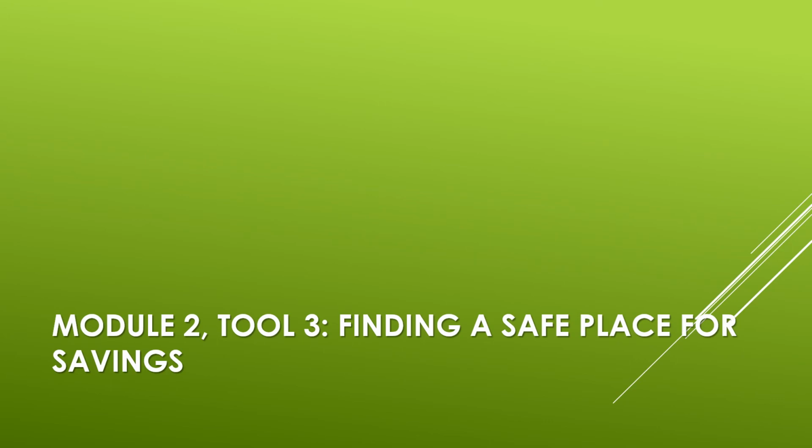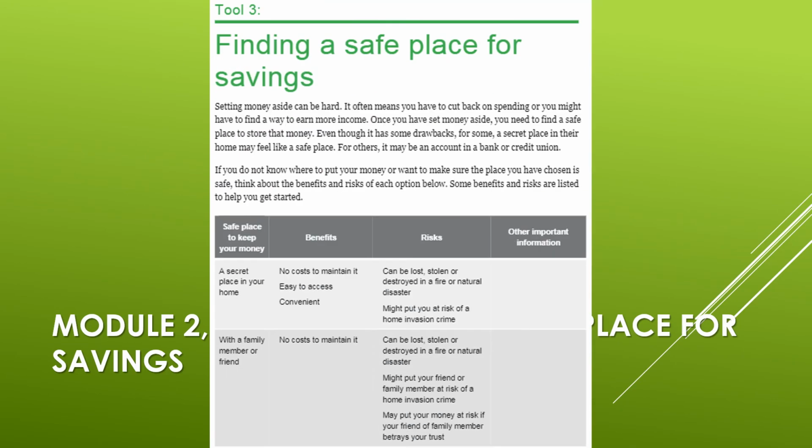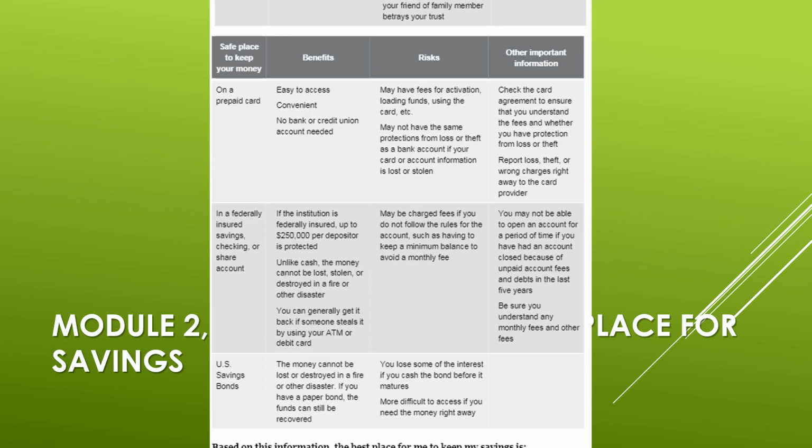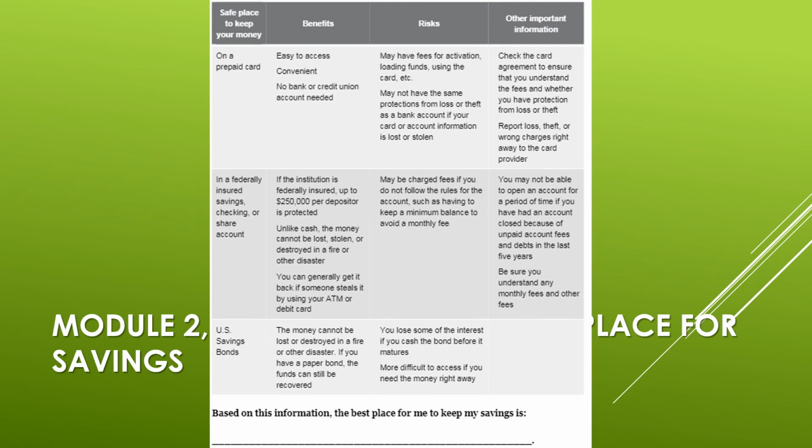Module 2, Tool 3 should be used as a resource sheet. Depending on the consumer's needs, you could review this information with them, or you can simply print this off and give it to your consumer to read and answer at their convenience. I would highlight the risks and benefits columns. You can use these to steer consumers away from dangerous methods of saving, like hoarding cash in the home or saving it with a friend. Note that at the bottom of the second page, there is a spot for the consumer to write down which option they like best.